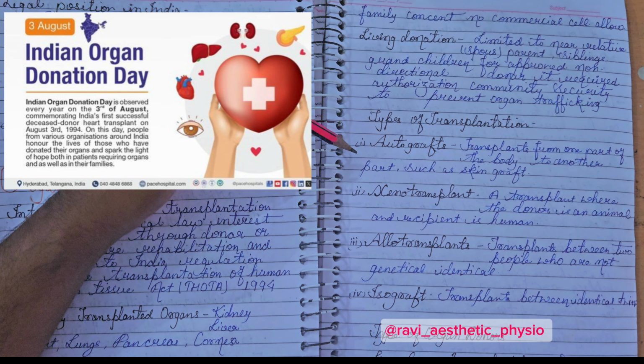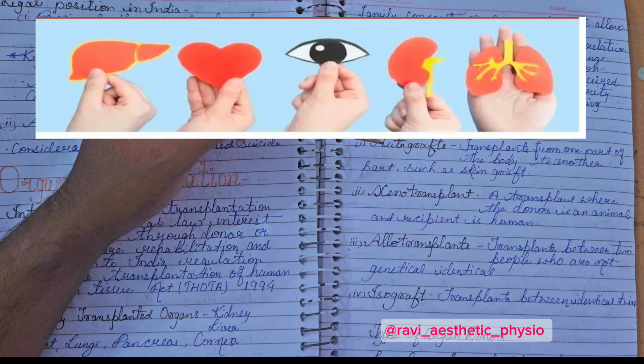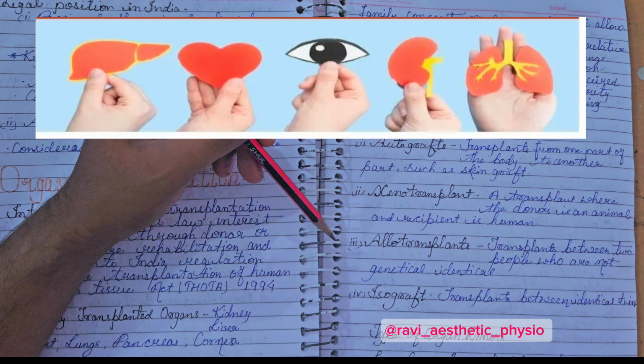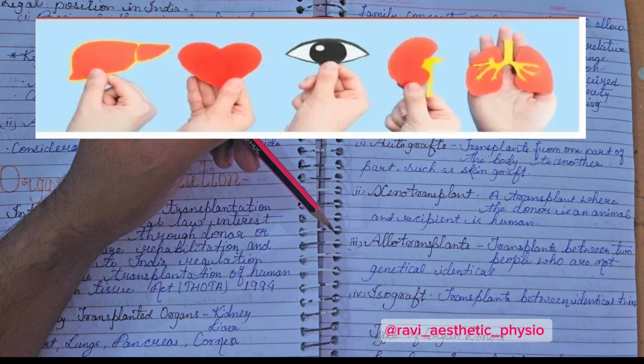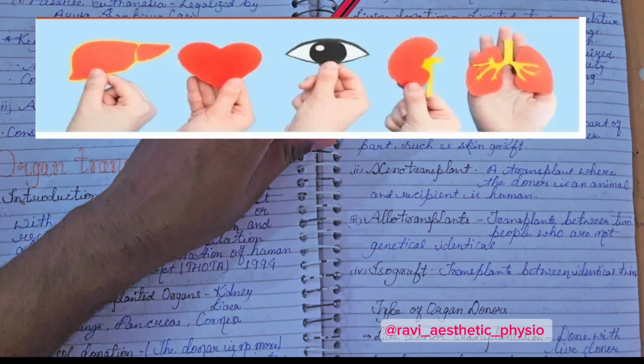Types of transplantation. First is autograft. Autograft is transplantation of one part of the body to another part, such as a skin graft. So if your skin is burned on your face, you can take the skin from your thigh region. So that is an autograft. Next is xenotransplant. Xenotransplant is where the donor is an animal and the recipient is a human. One example is insulin: pig insulin is extracted and given to humans to reduce the blood glucose level. So that is a xenotransplant.